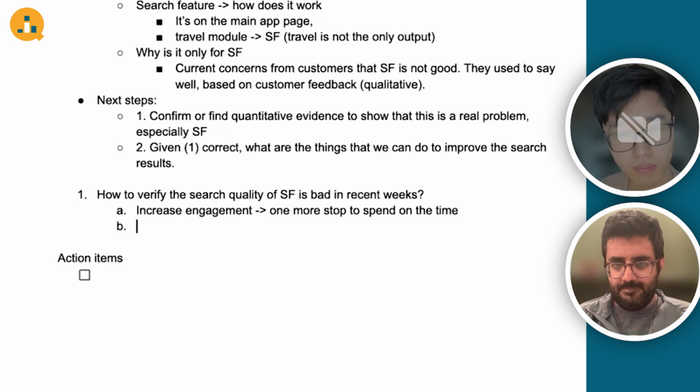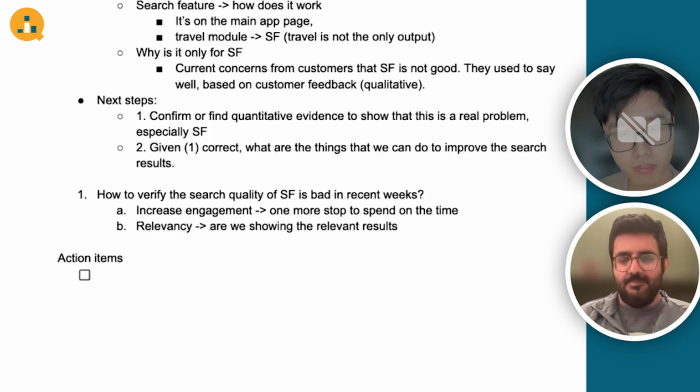And number two, another success criterion of the search feature, I think, will be relevancy. Are we showing relevant results? You definitely want to search something and have it show you results that are very personalized or very interesting to you, so that you click on them and are very interested in them. So that's the second thing I want to check.